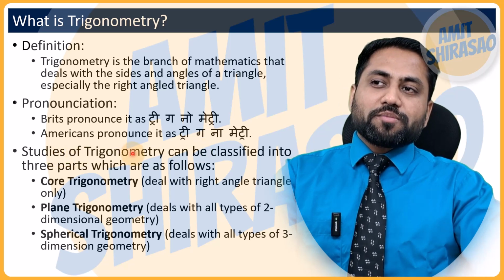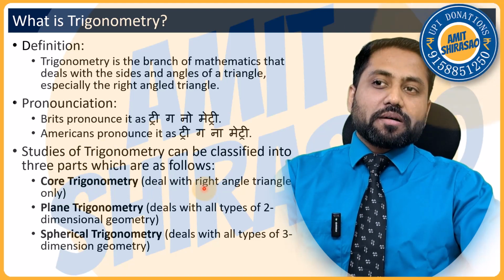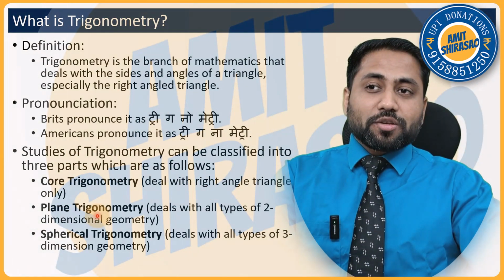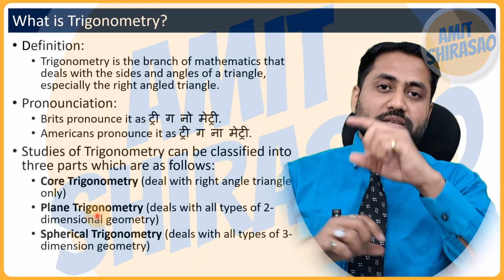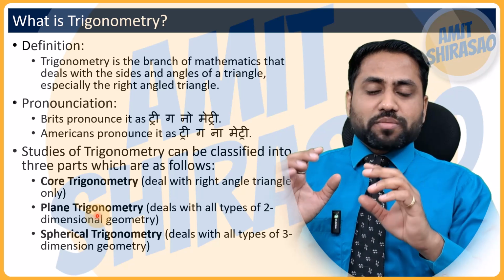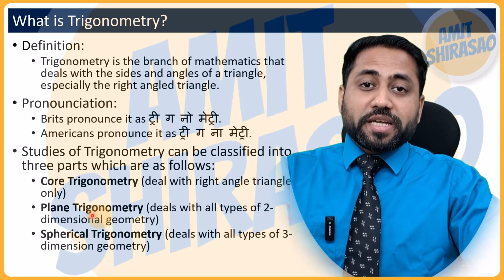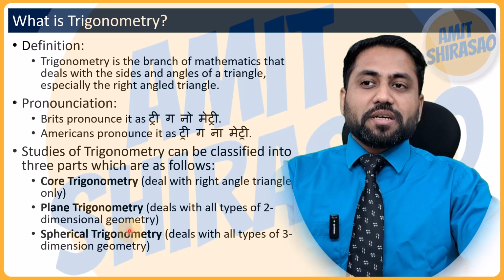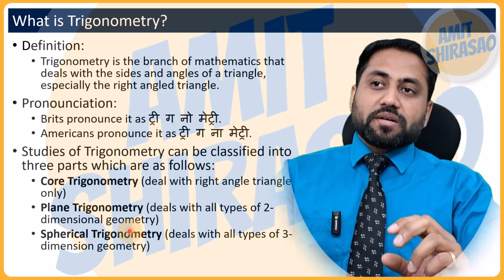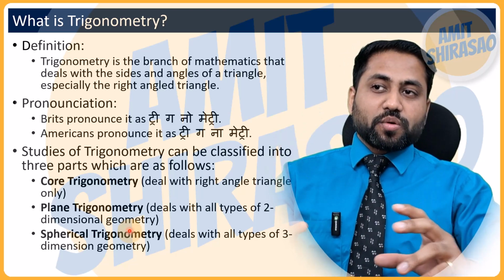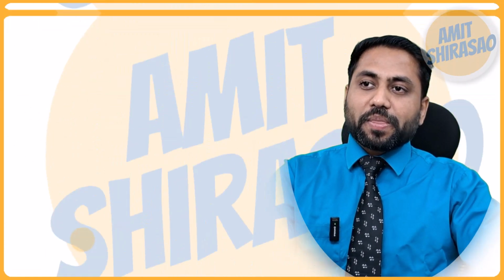The study of trigonometry can be classified into three parts: core trigonometry, which deals with only right angle triangles; plane trigonometry, which deals with all the 2D shapes like a triangle, square, rectangle, or maybe ellipse, anything 2D. That is called plane trigonometry. And spherical trigonometry basically deals with all the 3D shapes. So a sphere, a pyramid, all these will be covered in spherical trigonometry.